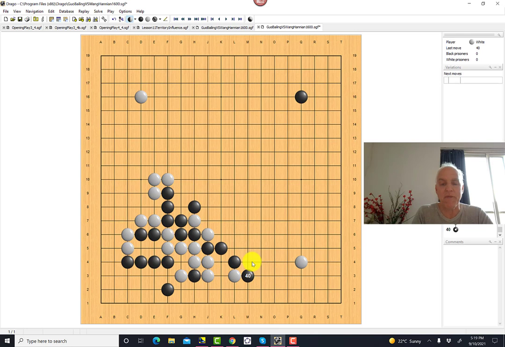Okay, white actually cuts here. Okay, what's going to happen here? Okay, there's a bit of fighting. Black ataris, and then ataris also on this side.